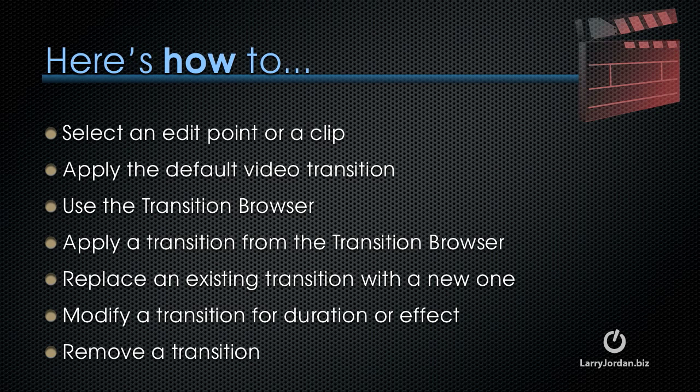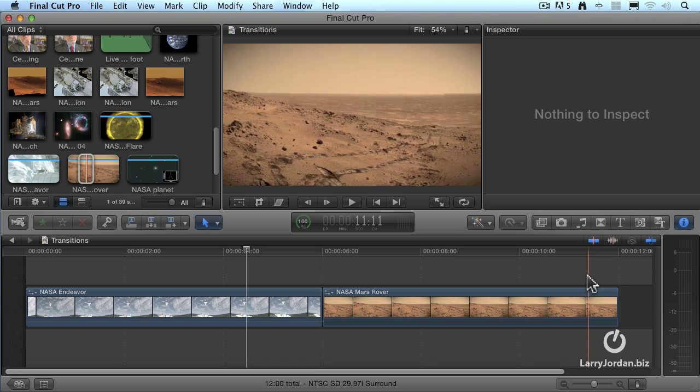So let me show you how to select a single edit point or a clip, how to apply the default video transition, how to use the transition browser, how to apply a transition from the transition browser to a clip, how to replace an existing transition with a new one, how to modify a transition either for its duration or for its effect, and how to remove a transition. Here's a simple project of two clips that we can use to show how transitions work. To apply a transition, you first have to select either an edit point or a clip.